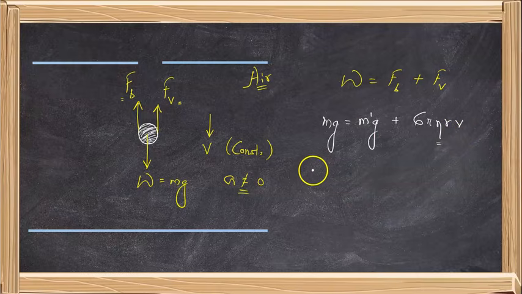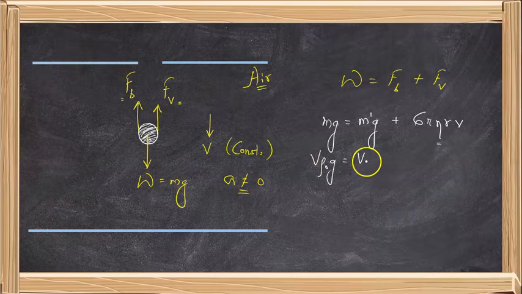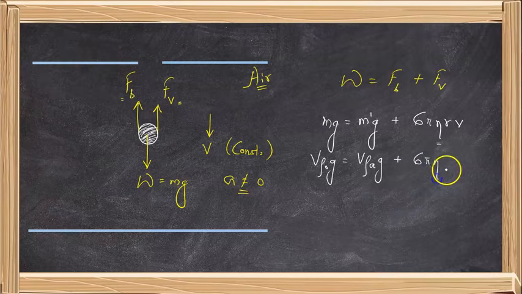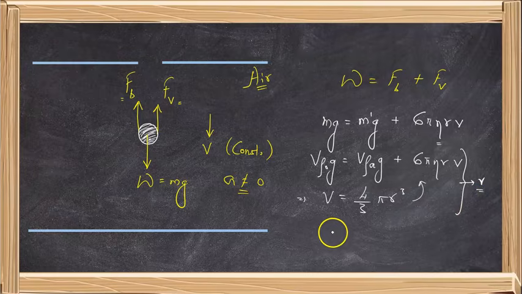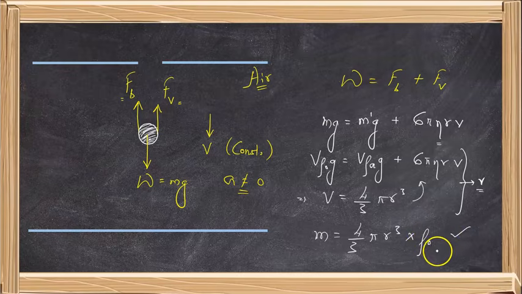Now mass is nothing but volume into density. So it's the volume of the droplet into density. Say the density of oil is rho, times g, is equal to the volume of air displaced, which is going to be the same, times the density of air times g, plus 6 pi eta r v. Volume you can substitute as V equal to 4 by 3 pi r cubed. By substituting here, with the help of this we can calculate r. Now after finding r, again we can use m equal to volume into density of oil. So now mass can be calculated with the help of this.